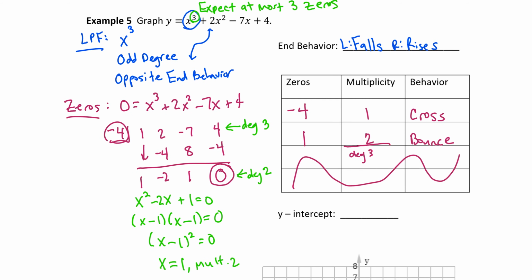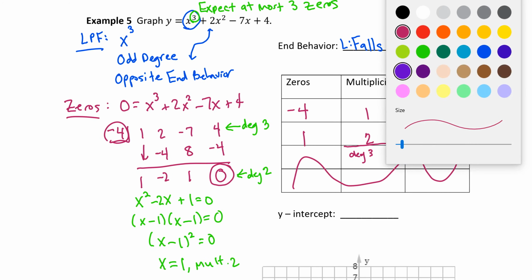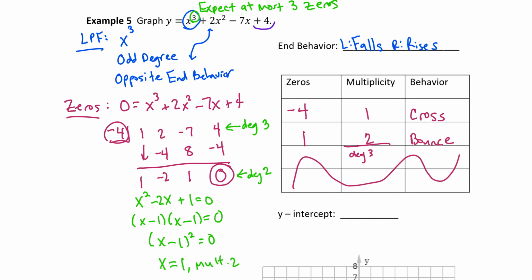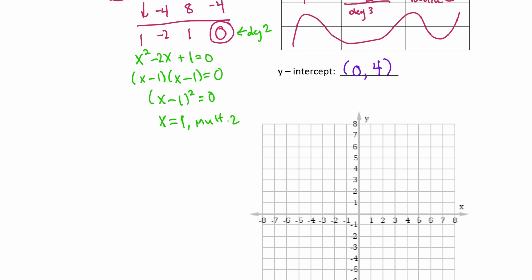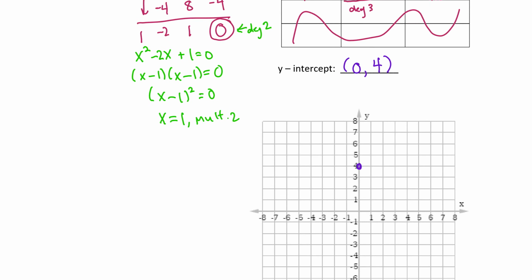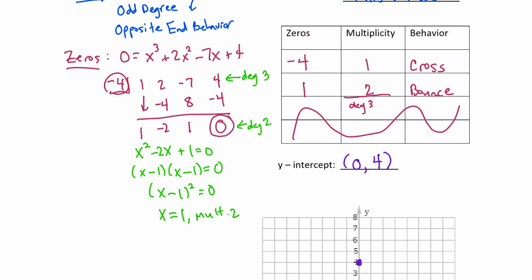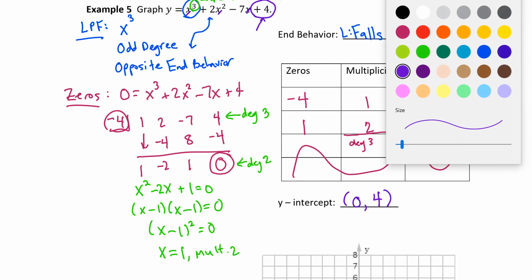Now, do you remember the shortcut for finding the y-intercept? Remember, I can look out here at this constant term. If I set all these x values to 0, that would be the only one remaining. So our y-intercept is x equals 0, y equals 4. Okay, let's transfer this information to our graph. I'll start with my y-intercept, (0, 4). I'm going to make some notes here.